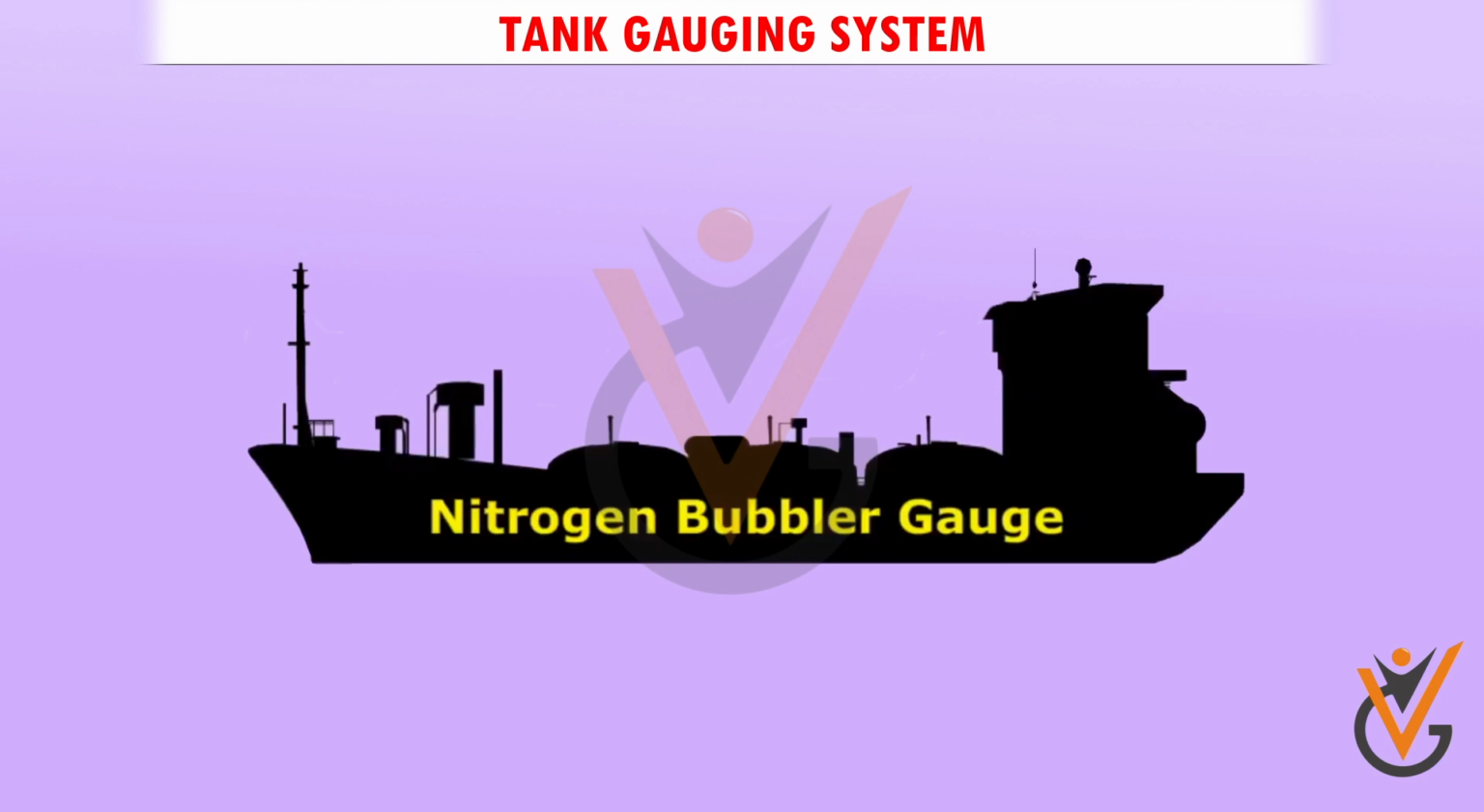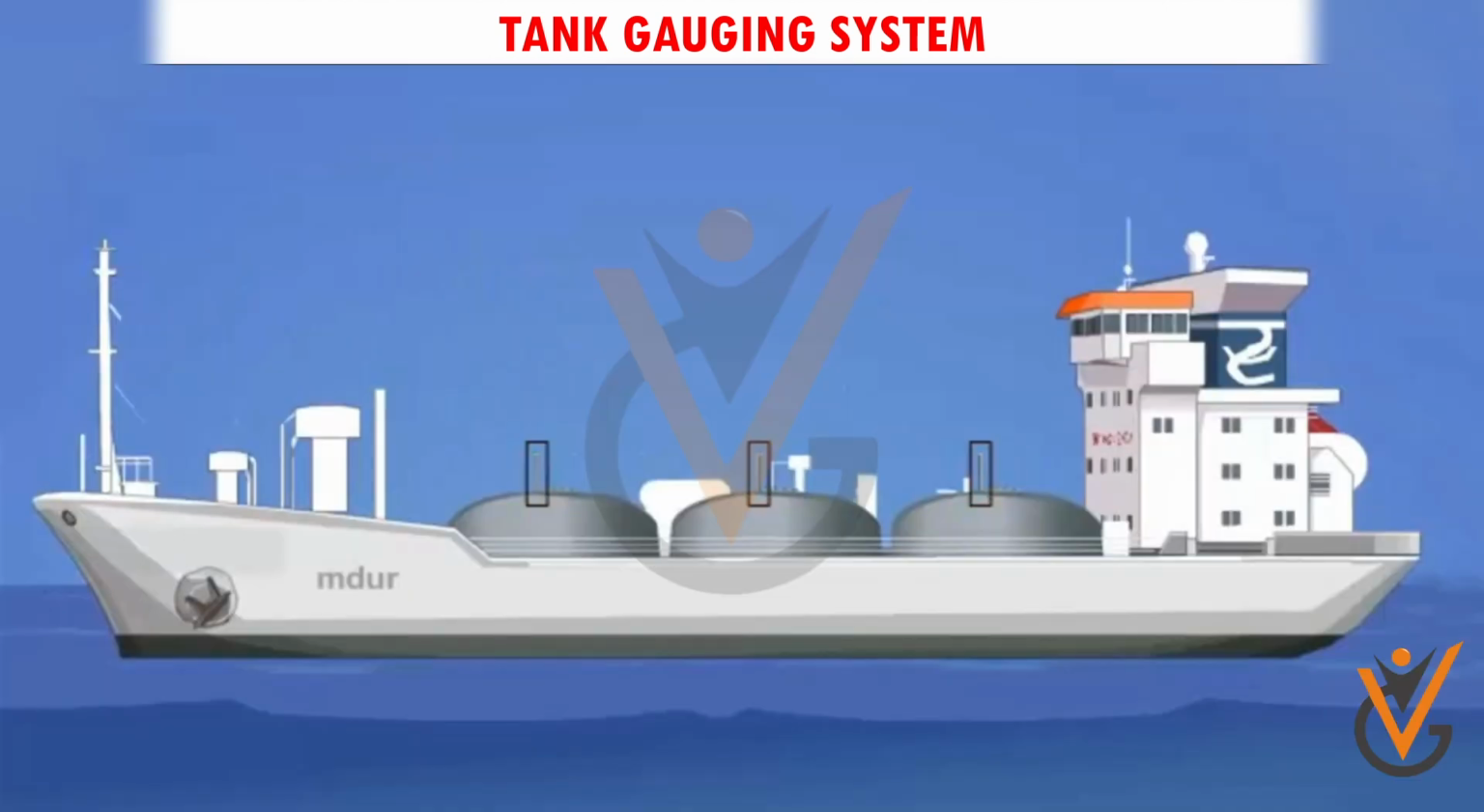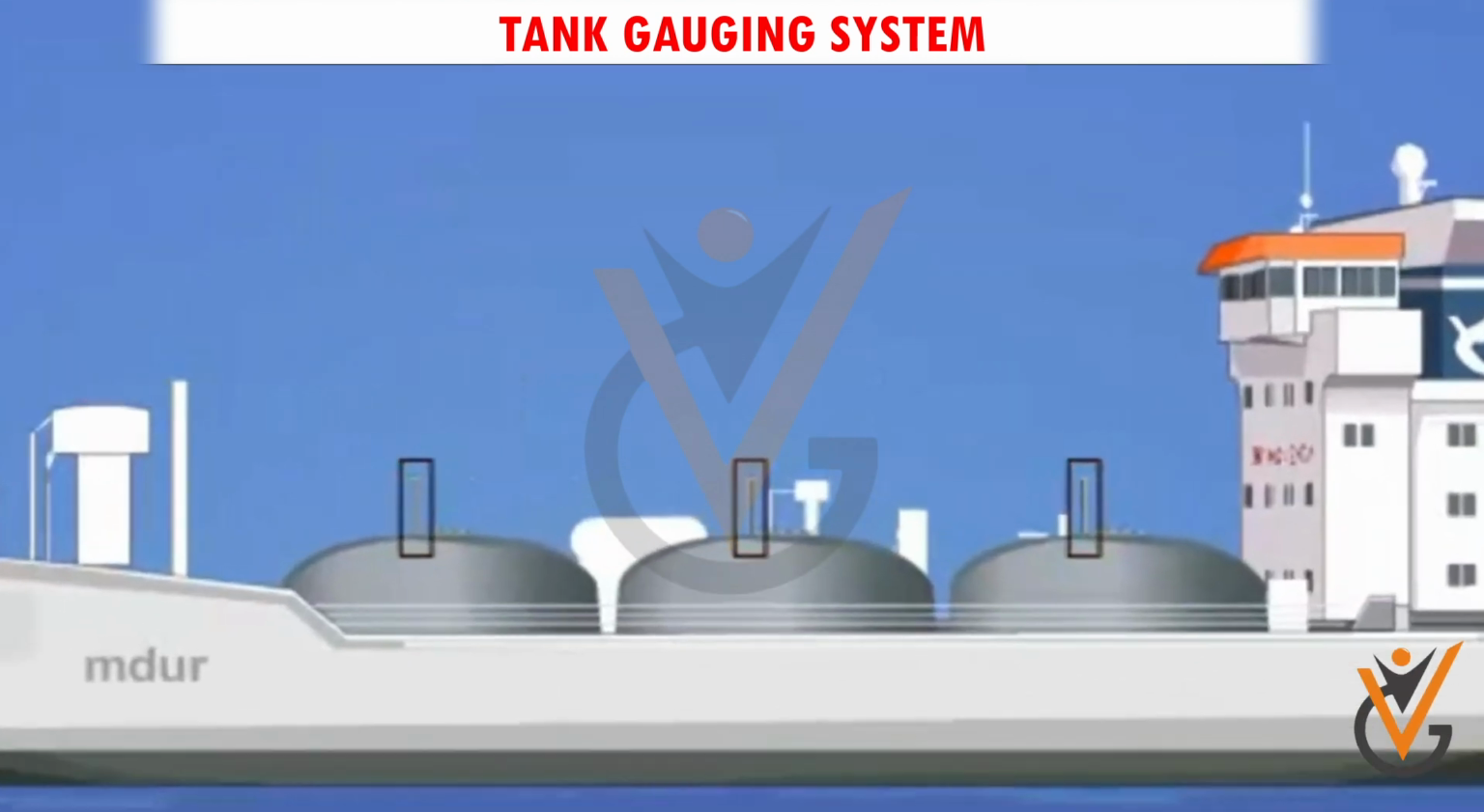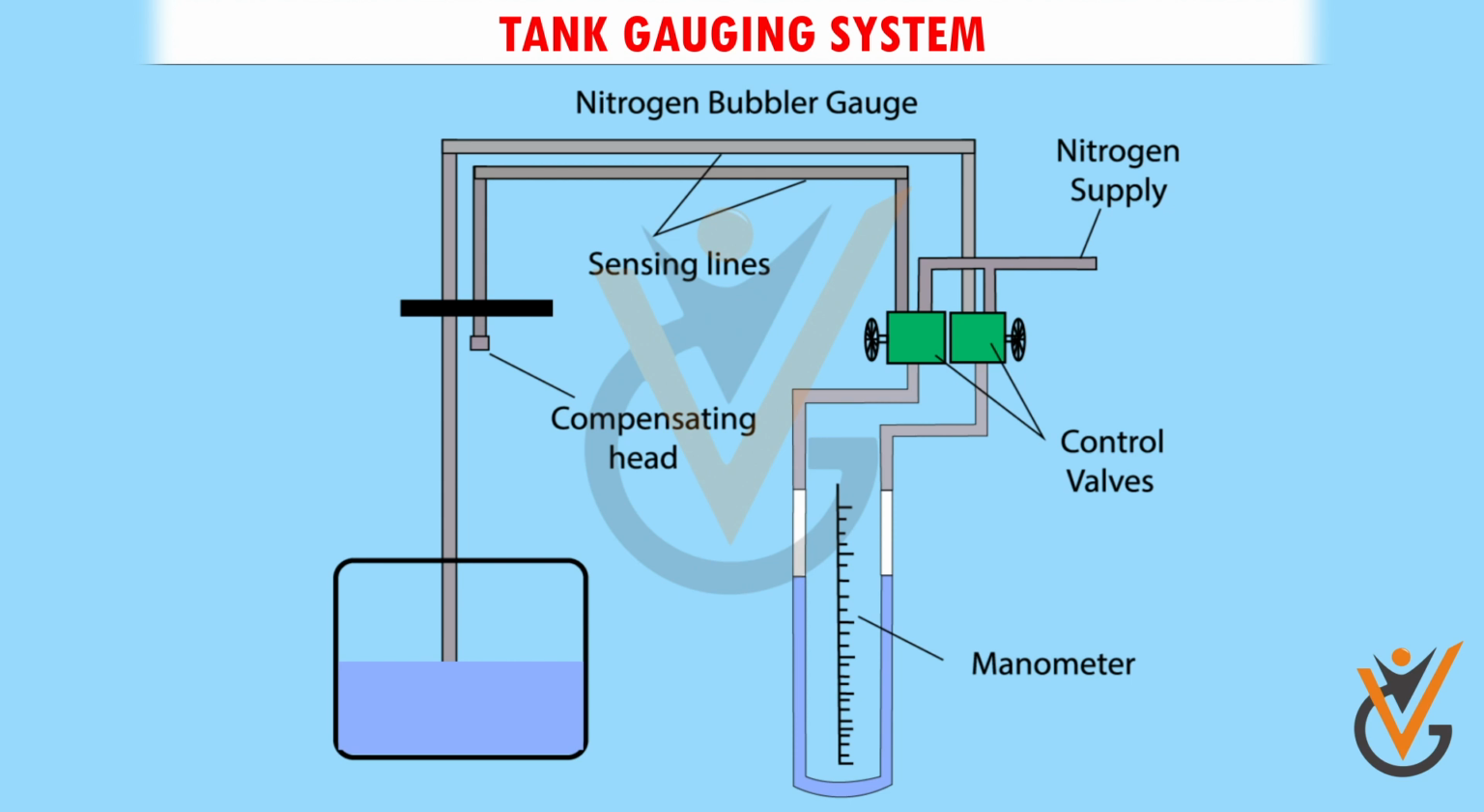In this media you will learn about the nitrogen bubbler gauge. The LNG tank is mounted vertically with a small bore tube. This is the nitrogen bubbler gauge. Nitrogen bubbler gauge consists of a tube with a liquid. Nitrogen bubbler gauge determines the pressure required to displace the liquid from this tube. Nitrogen is passed through this tube so that it just begins to bubble.